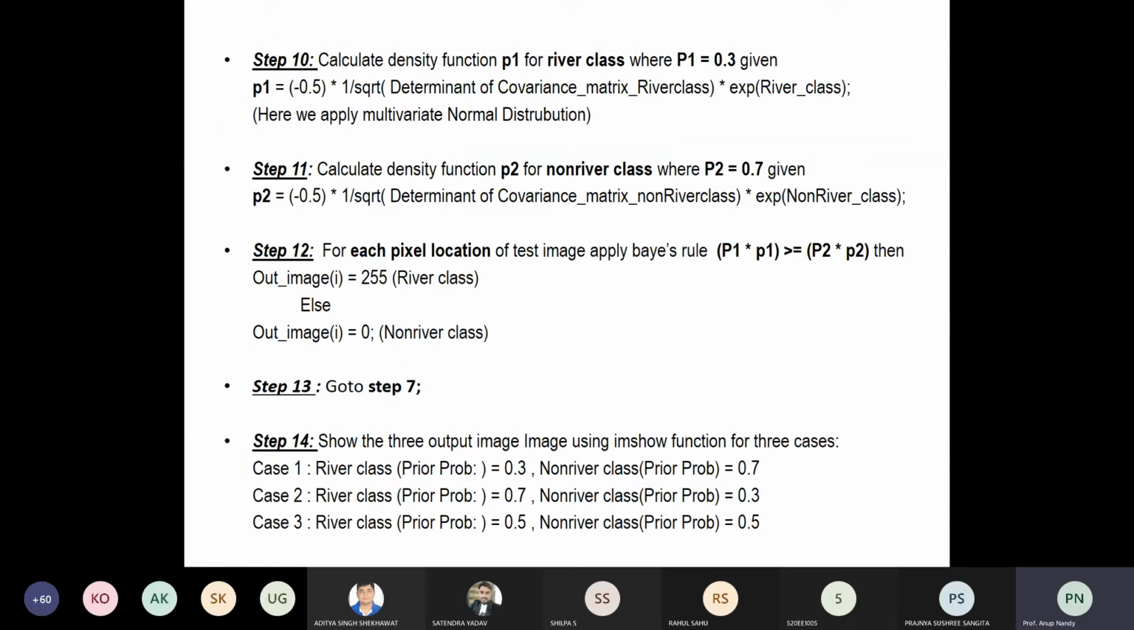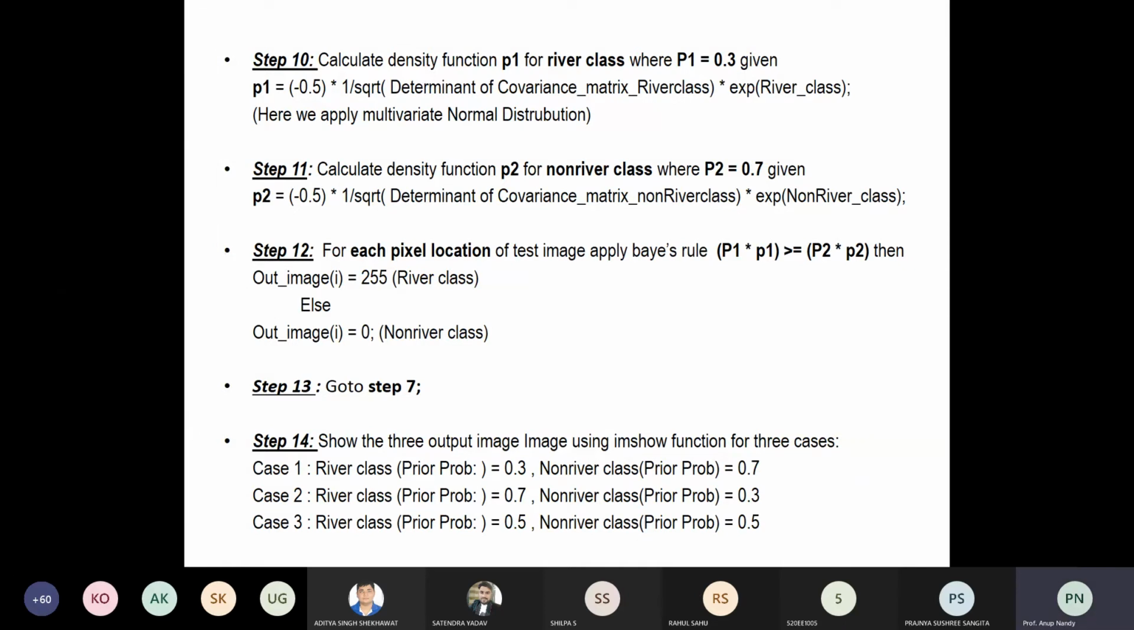Next, you calculate the density function p1 for the river class, where capital P1 is equal to 0.3 and capital P2 is equal to 0.3. Now, what is the formula? p1 is equal to 1 by square root of determinant of the covariance matrix for the river class, because the 1 by root over 2 pi to the power half will be cancelled out, and then these things into exp for the river class.